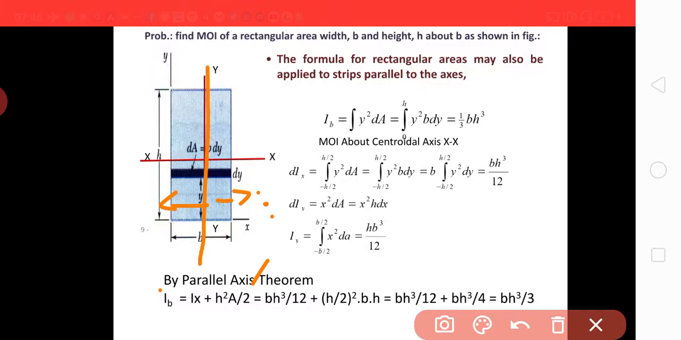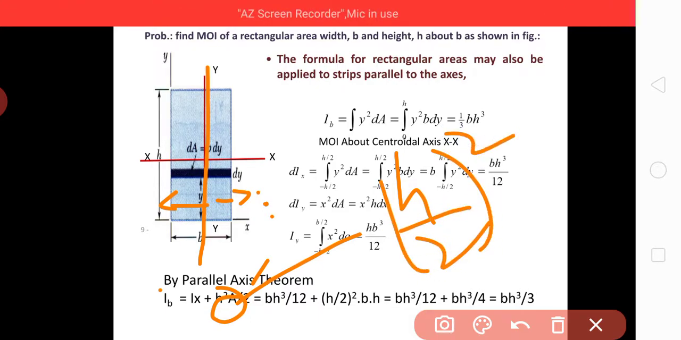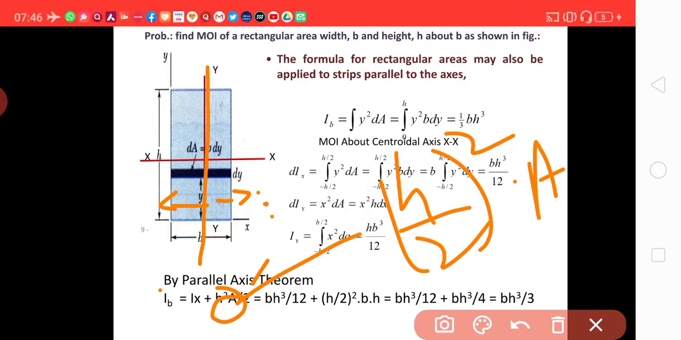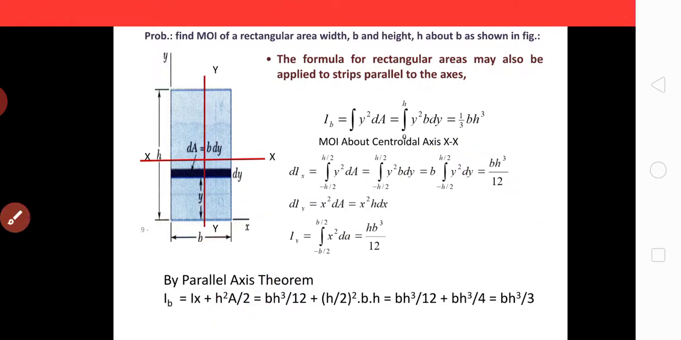Now you can apply the parallel axis theorem also. IB equal to Ix plus, this is h by 2 square A. So bh cube by 12 plus h by 2 whole square bh, which comes to bh cube by 3.